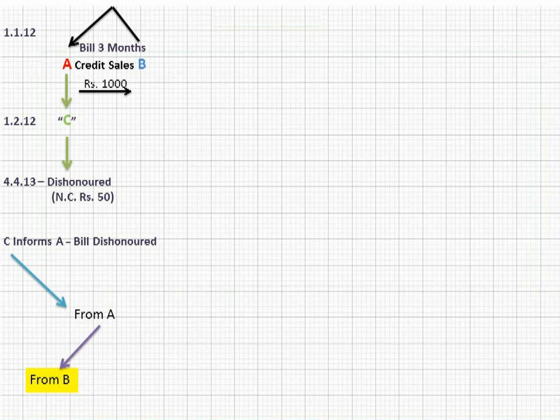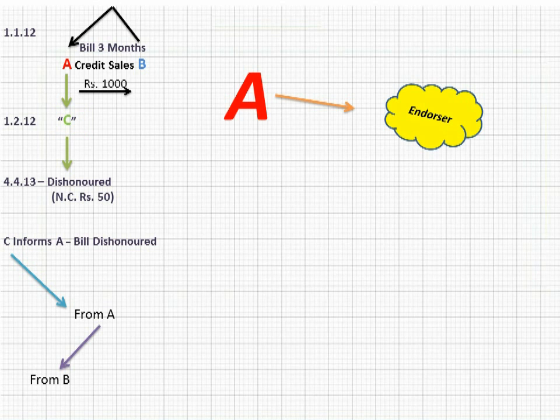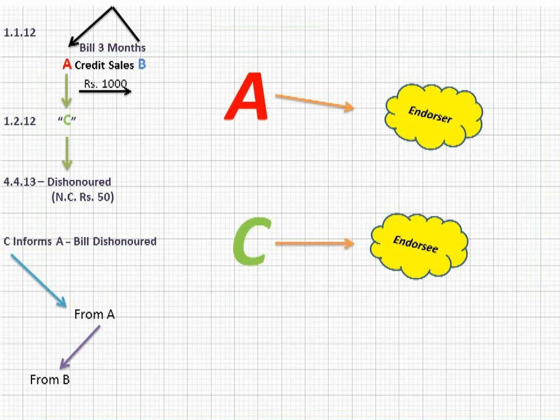In this situation, A was the drawer and B was the drawee. This bill was passed on to C. Technically, this bill was endorsed to C. When A passed on the bill to C, it was not his own bill. This was the bill of B, which was passed on to C. In this situation, A will be called endorser and C will be called endorsee. So he will become the holder of the bill.